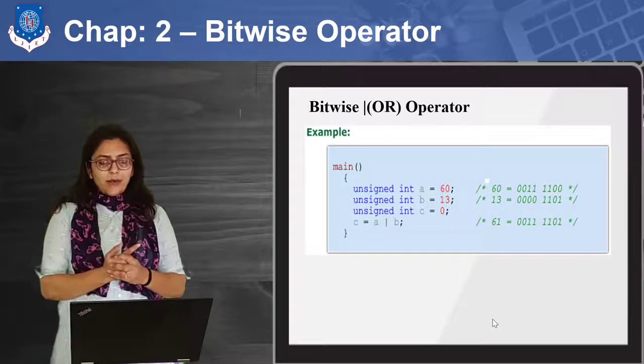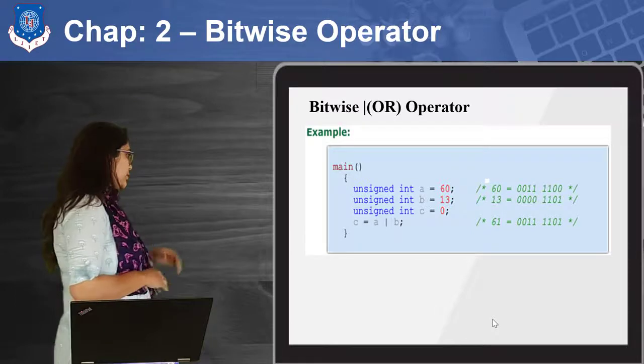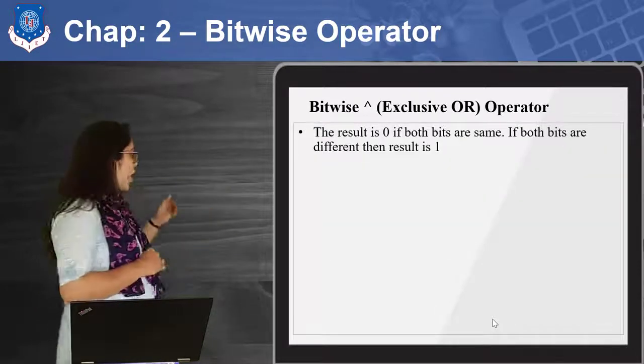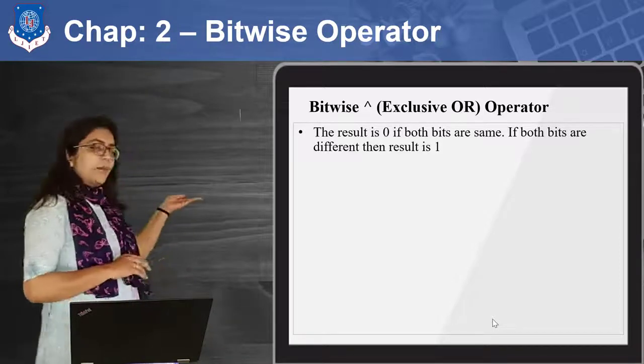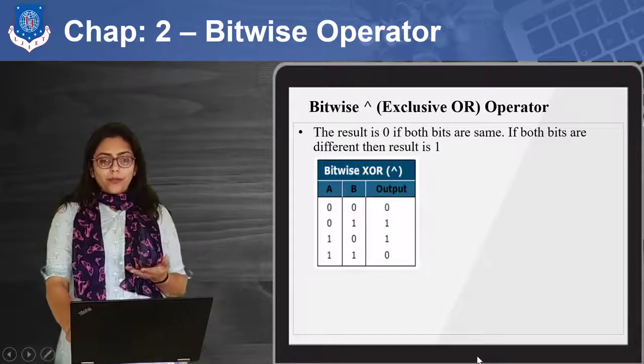Here I have taken similar values, 60 and 30. You can see the binary over there. But now, according to the truth table, the answer of C will differ. If I am ORing A and B, I will get 61 as the answer, because we will get the binary in that way. So this is all about the OR operator.